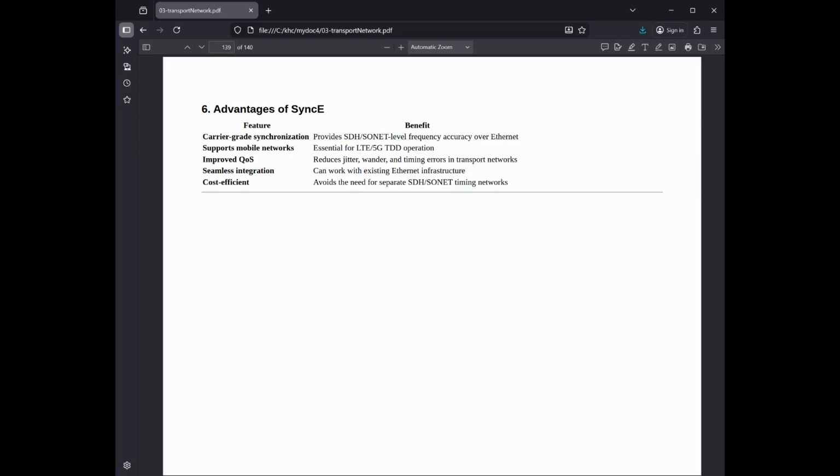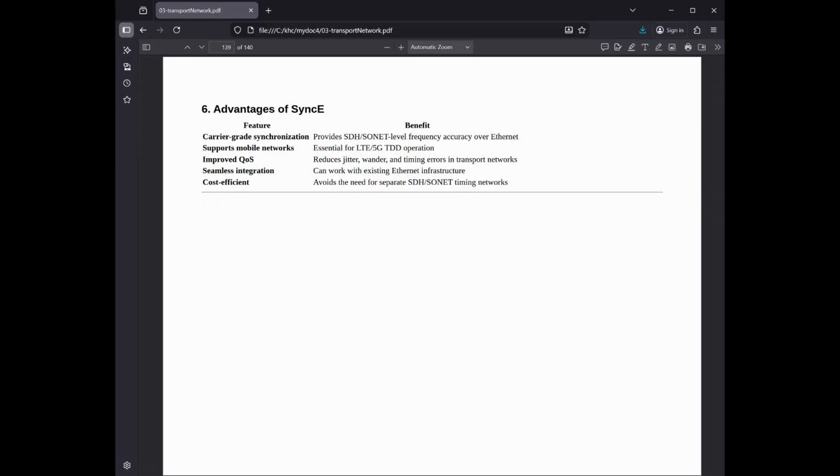Traceability. It supports the ESMC, Ethernet Synchronization Messaging Channel, protocol, allowing routers to automatically select the best available clock source and prevent timing loops. 2. Support for mobile networks. 5G/6G, modern cellular networks are the primary drivers for SyncE deployment. Spectral efficiency. 5G TDD, time division duplexing, requires all base stations to be perfectly synchronized.